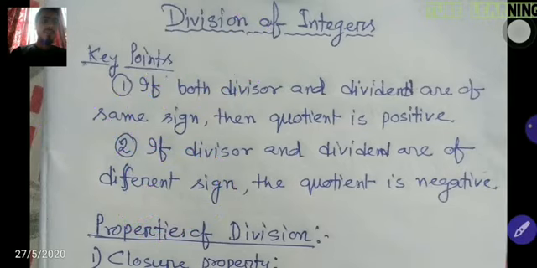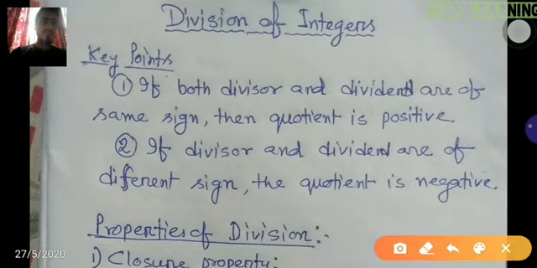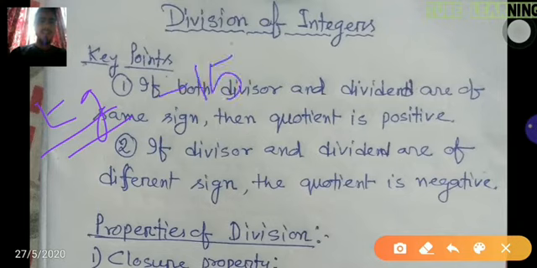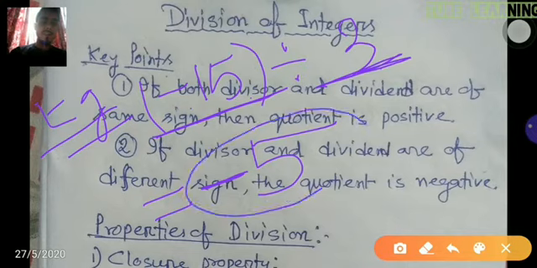Next key point: if the divisor and dividend are of different signs, the quotient is negative. Example: minus 15 divided by 3. Minus 15 is a negative integer and 3 is a positive integer, so they have different signs. 15 divided by 3 is 5, but one is negative and one is positive, so we put minus 5. So minus 15 divided by 3 equals minus 5, because the divisor and dividend are of different signs, so the quotient becomes negative.